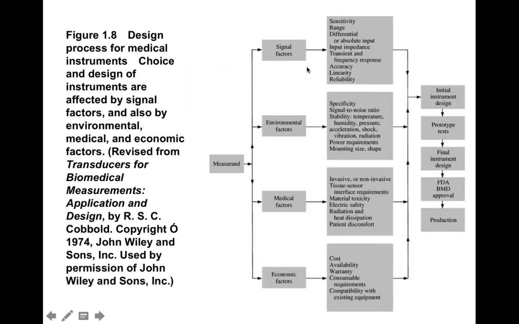So the last topic in this chapter is just the design process for medical instruments. There are some flow charts given in your textbook that you can look at to see the thought process. So you have a measurand, which is what you want to measure. And then here are some of the things that you would consider. You would consider some of the factors of the signal. What is the sensitivity? What's the range? What's the input impedance? What's the frequency response like? How accurate is it? How linear is it? How reliable is it? These are some of the things that we have discussed in this chapter.